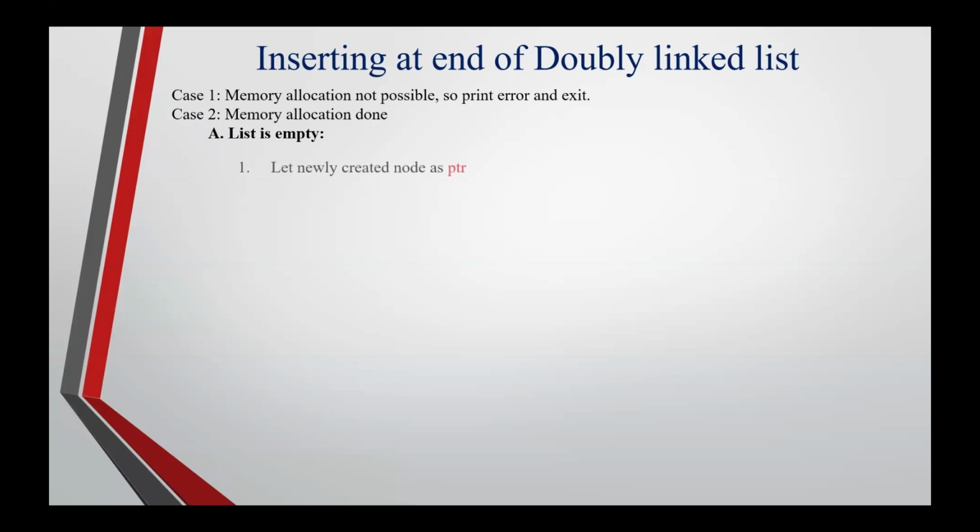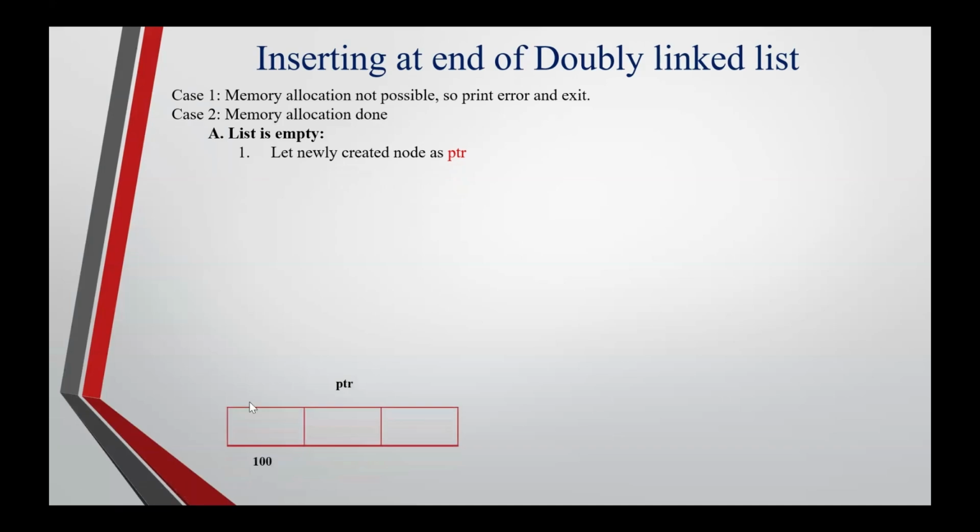So first case we have to consider. If there is no element, what do we have to do? We have to make the newly created node as PTR. So this is the node. The node has three parts. This part stores the address of the previous node. This is the information or data we want to store. Another one is for the address of the next node. Then store the data into the node information part.